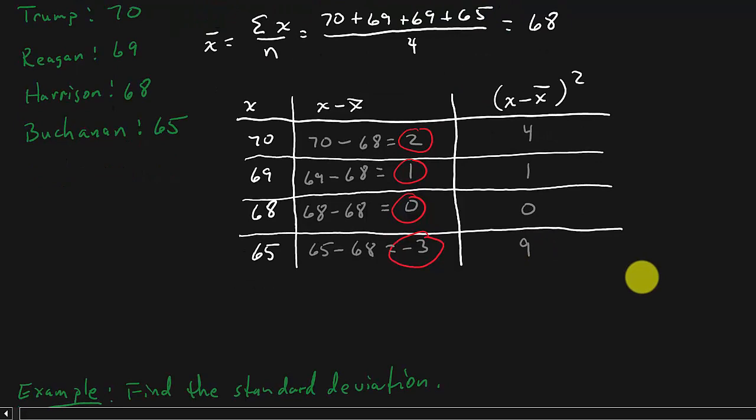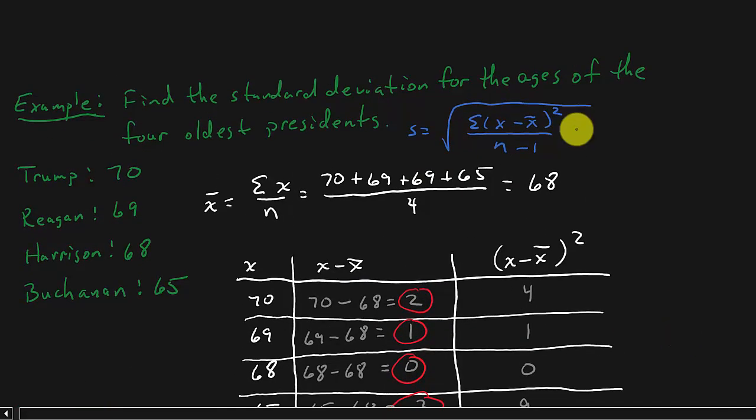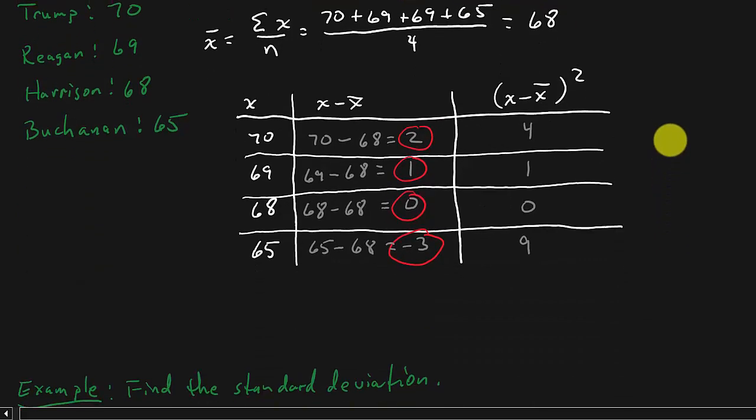All right. Now, what does our formula say we need? We need the sum of x minus x bar squared. So the sum of x minus x bar squared, see, that's what this means. You find this, and then you sum them up. So that is equal to 14.